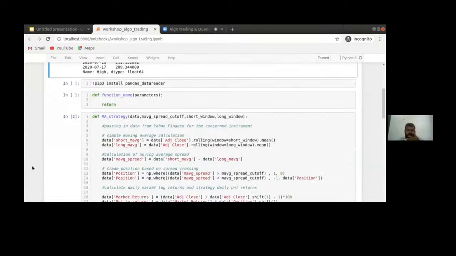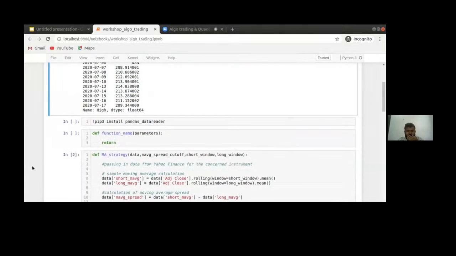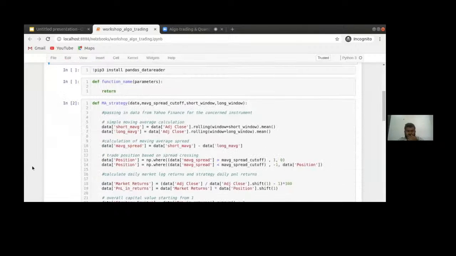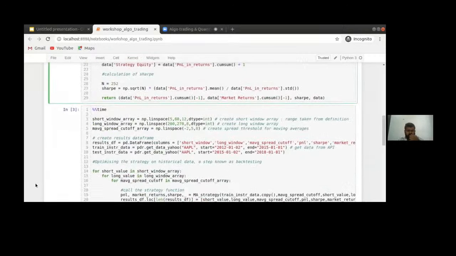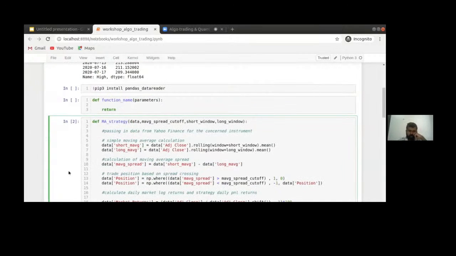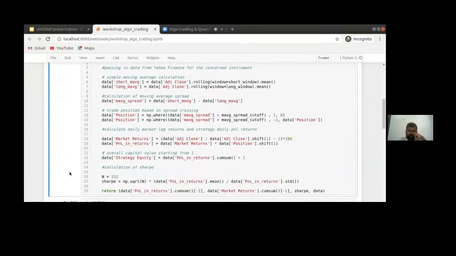Yeah. And how do you calculate spread cutoff, M average spread cutoff? No, so these are basically parameters which I'm passing to my function. So in the next cell, I have written how I'm passing them. So yeah, I discussed up to market return.